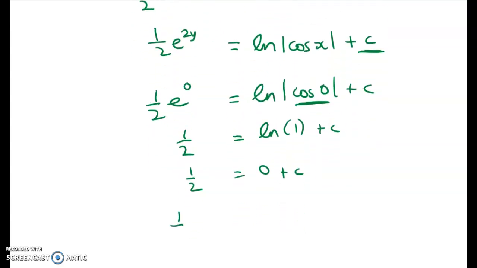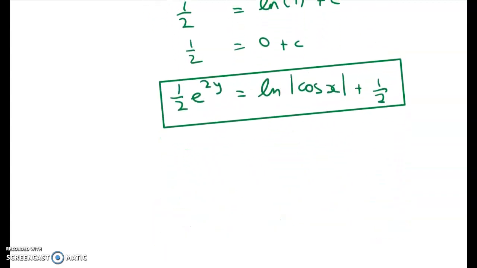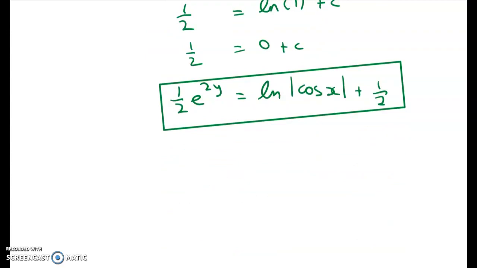So that gives us a half e to the 2y is equal to the natural log of cos x plus a half. Now we're just about there, but we're asked to rewrite that in the form y equals something. So let's just quickly work that through. We get e to the power of 2y is equal to what? I've done something weird. I need to just times through by 2. So we have 2 times the natural log of cos x plus 1.